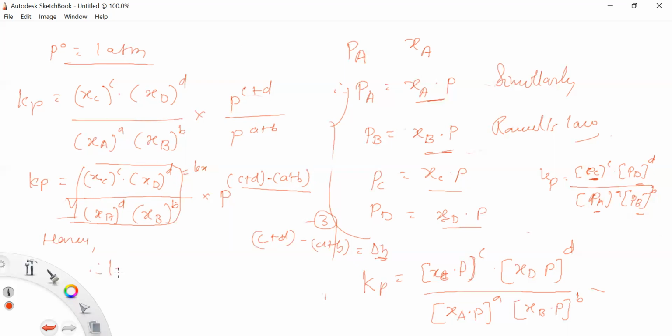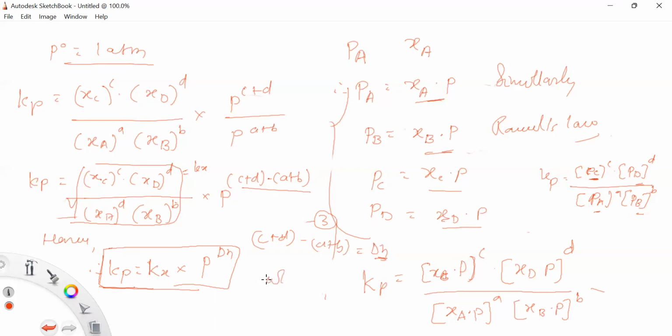So therefore we can write Kp is equal to, from this total equation number 3 we are saying, it is this Kx into P raised to power c plus d minus a plus b, it is delta n. So this is the law of chemical equilibrium, showing the relation between Kp is equal to Kc into P raised to power delta n. So Kp is equal to Kx into P raised to power delta n.